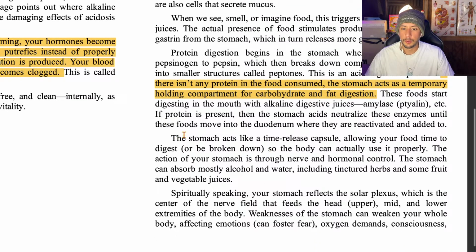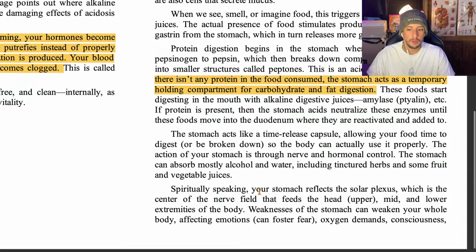All right, here. So the stomach acts like a time release capsule, allowing your food time to digest or be broken down so the body can actually use it properly. The action of your stomach is through nerve and hormonal control. The stomach can absorb mostly alcohol and water, including tinctured herbs and some fruit and vegetable juices. Spiritually speaking, your stomach reflects the solar plexus, which is the center of the nerve field, which feeds the head, mid, and lower extremities of the body. Weakness of the stomach can weaken your whole body, affecting emotions, oxygen demands, consciousness.